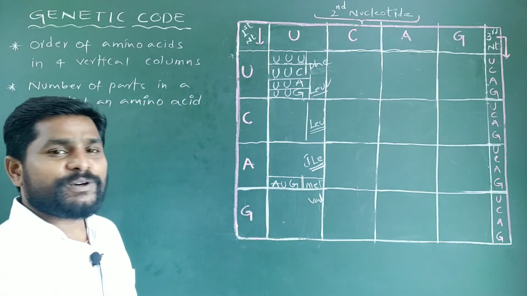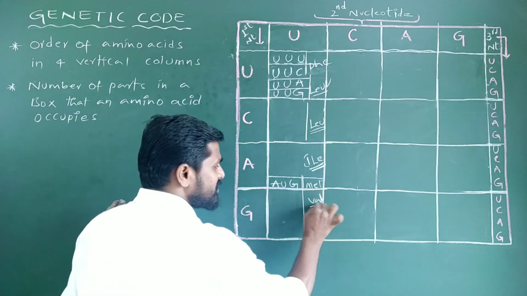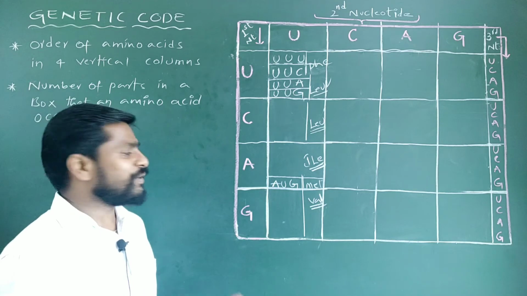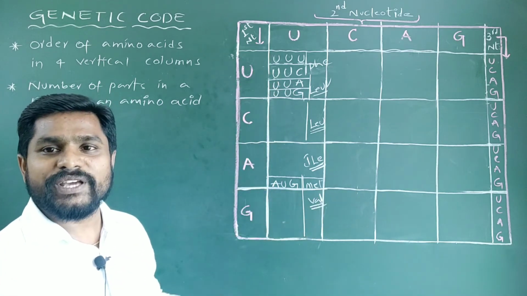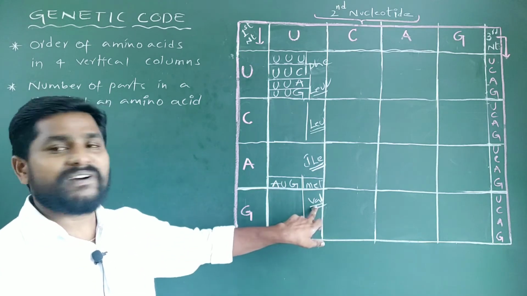And the fourth box of the first vertical column is entirely occupied by the amino acid valine, which means the four triplet codons GUU, GUC, GUA and GUG are coding for the amino acid valine.